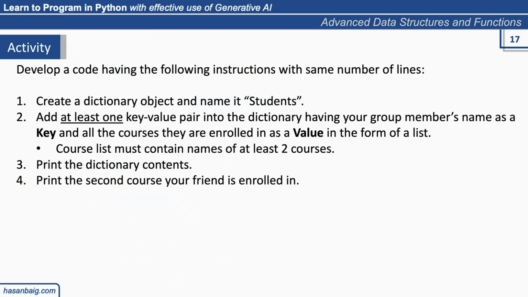So there is another activity which you are supposed to be doing on your computer. Write a code in this following order. Okay, so first, second, third, fourth line. So take a picture because I will move to Visual Studio Code in a couple of minutes.